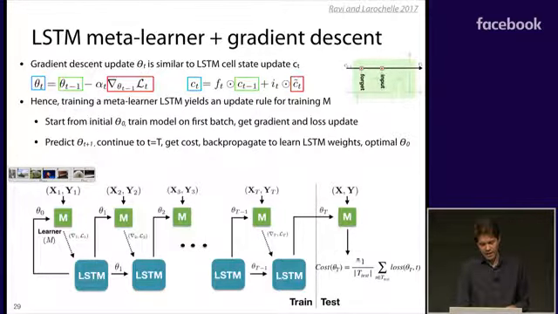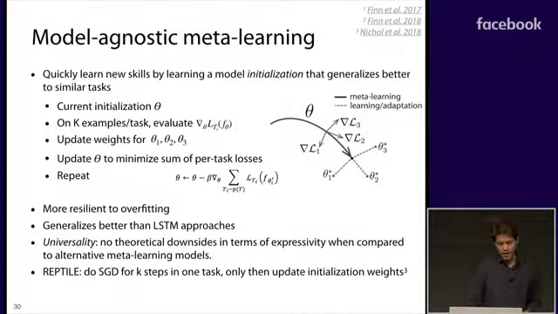Then you can evaluate the cost of this LSTM. Then you can backpropagate this through time. You update all the settings of these LSTMs. You have a new theta 0. You go back and forth, back and forth, back and forth. And so you train your LSTM to be very good at updating the weights of these base models. And you also learn a good initialization at the same time.